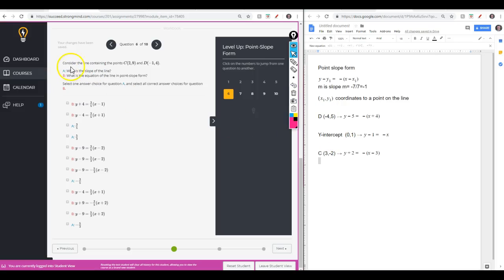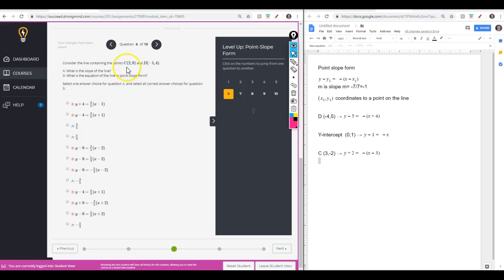Alright, welcome to question 6. Consider the line containing the points C (2, 9) and D (-1, 4). What is the slope of the line? What is the equation of the line in point-slope form? Select one answer choice for question A and select all correct answer choices for question B.